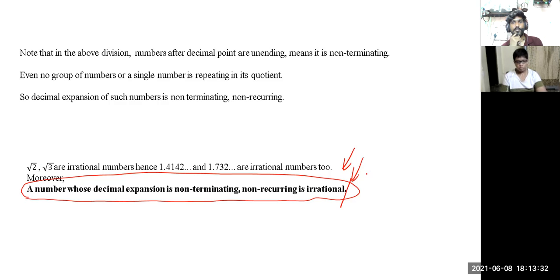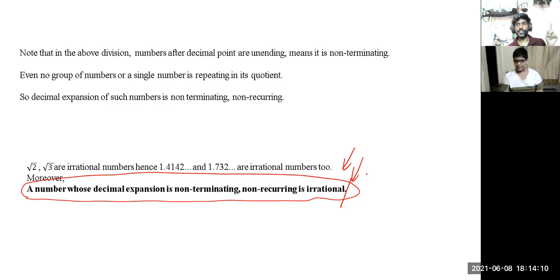The first one is the opposite of rationals. What are rationals? Numbers which can be put in the p upon q form. So how will you say irrationals then? Numbers which cannot be put in the p upon q form. Yeah, that is the first definition. Second is this definition. Can you say this? A number whose decimal expansion is non-terminating, non-recurring is irrational. So are the two definitions clear?